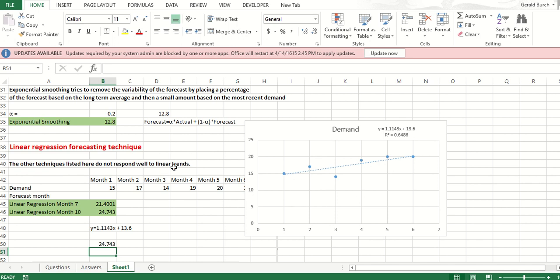All of the other techniques that we've talked about before do not work well with a linear trend, whether it's increasing or decreasing. Linear regression is the only thing that can get you there to figure out what's going to happen out here in the future so that you can do a better job of forecasting. Hopefully this makes sense and you understand linear regression now.